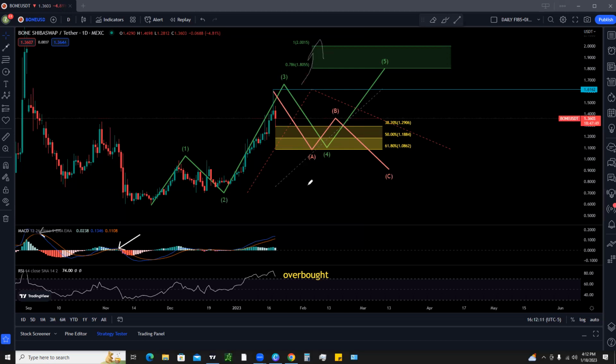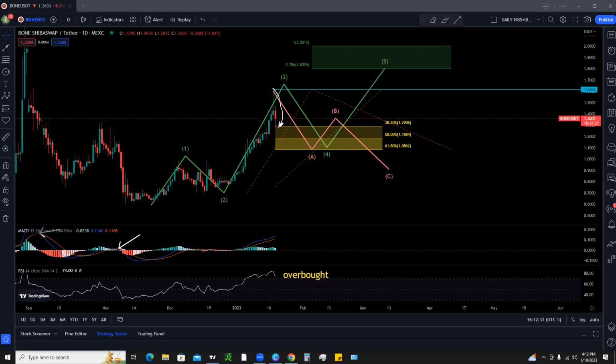Now, the reason we may be due for some type of a pullback is because if we look at the relative strength index, the RSI, we are overbought. Above this dotted line right here is 70. That's the technical definition of overbought. So it does make sense that we've already pulled back some after hitting 1.61. So currently we did get a pullback today.